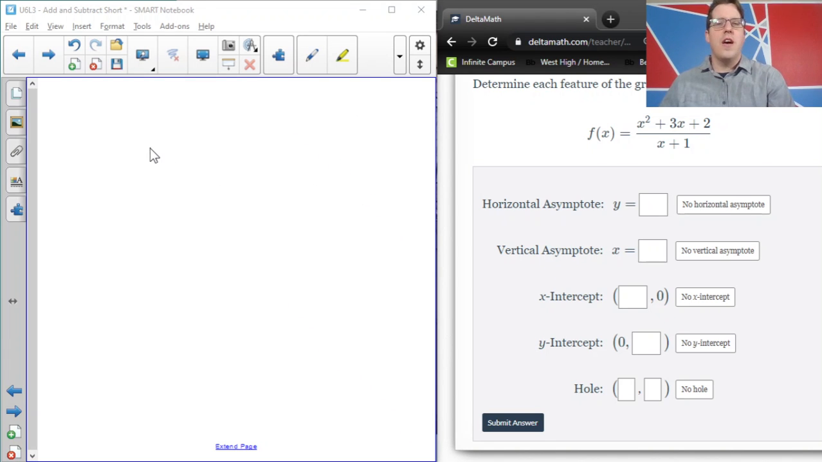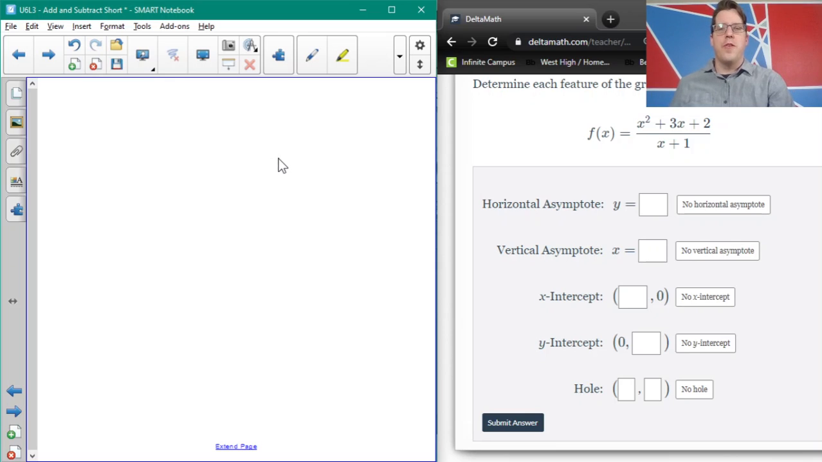Today we are looking at graphs of rational functions. I want to find the following pieces of information: a horizontal asymptote, a vertical asymptote, x and y-intercepts, and a hole of the graph. So your first step when doing this is to factor the numerator and the denominator.